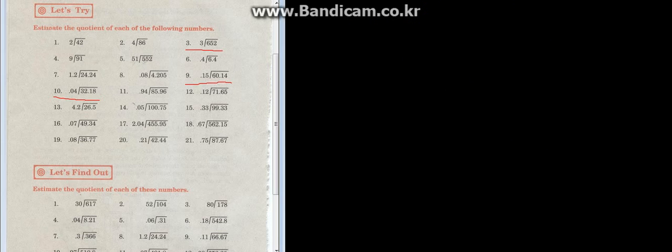Now let's move on to the last question. Okay. Let's try number 10. 0.04 is divided into 32.18. Well, we don't really want to do all the multiplying top and bottom by 100 and all kinds of the tedious method. There's another easy way to do it.